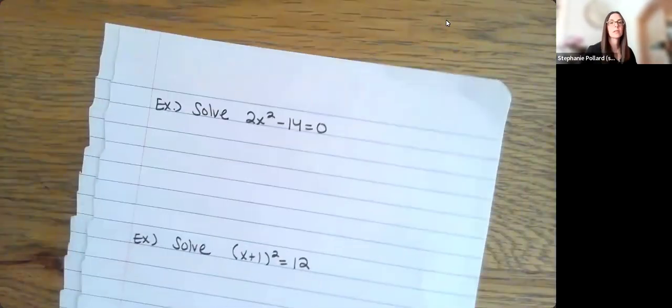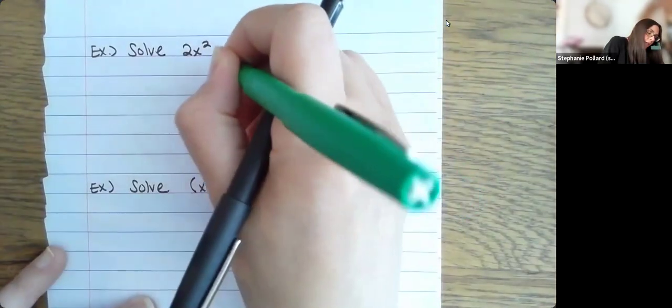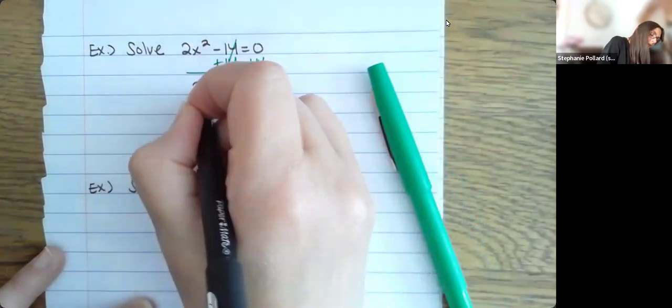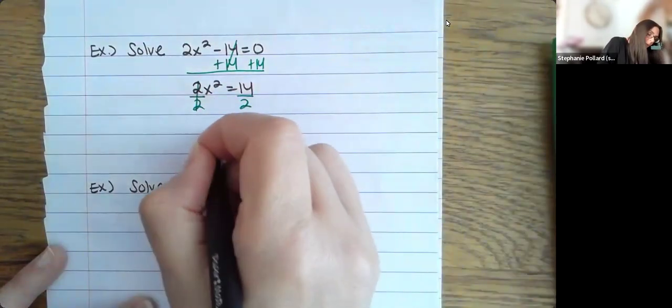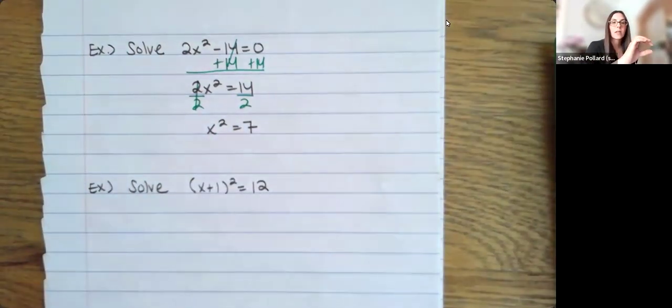All right, let's do a couple more examples. Now for this one here, notice that my square is not by itself. So I am going to start by getting the square alone. So I'm going to go ahead and add 14 to both sides. So I have 2x squared equals 14. I'm going to divide both sides by 2 here. And finally, I have my square totally by itself, x squared equals 7. Now, once that is the case, I can go ahead and take the square root of both sides.